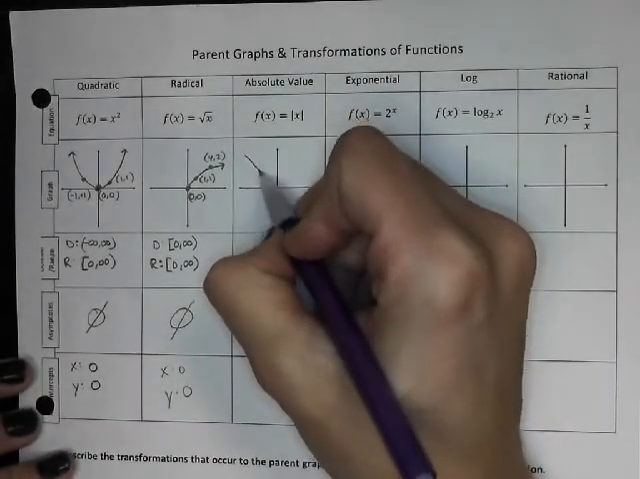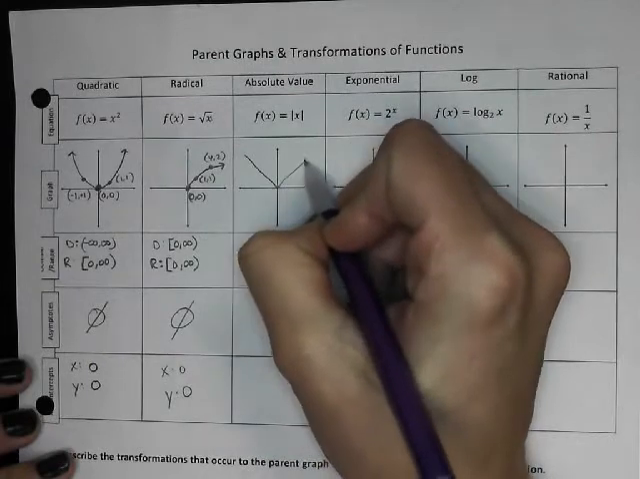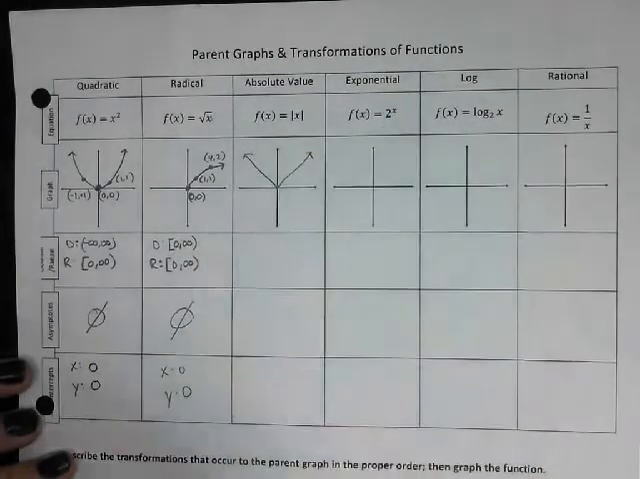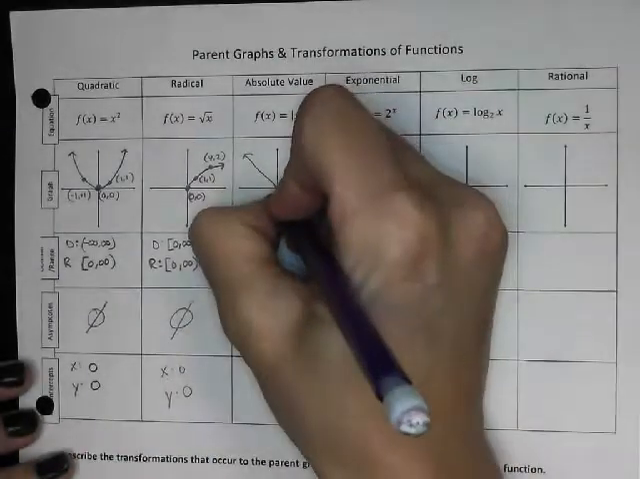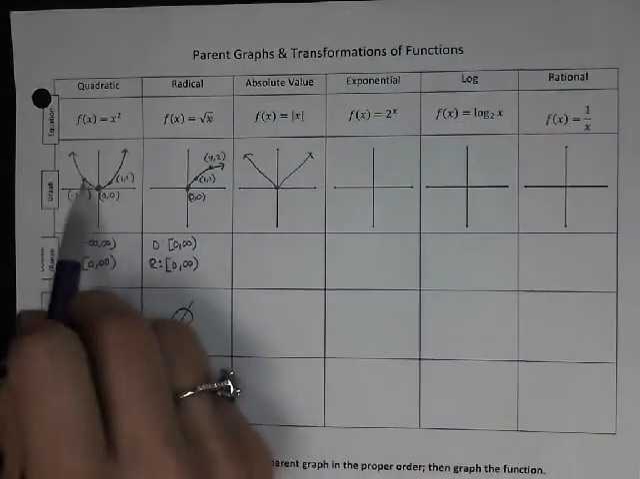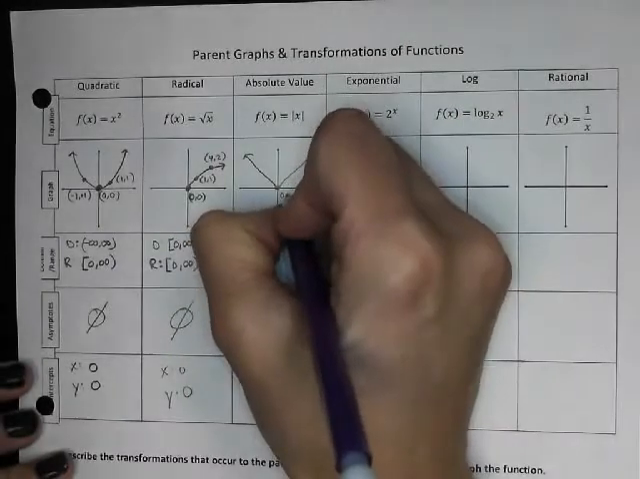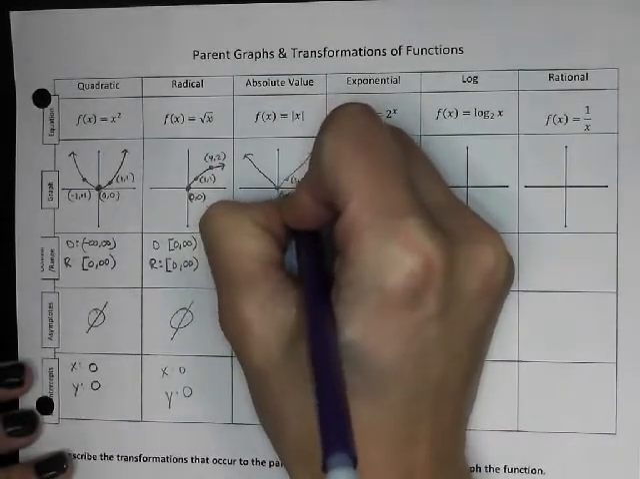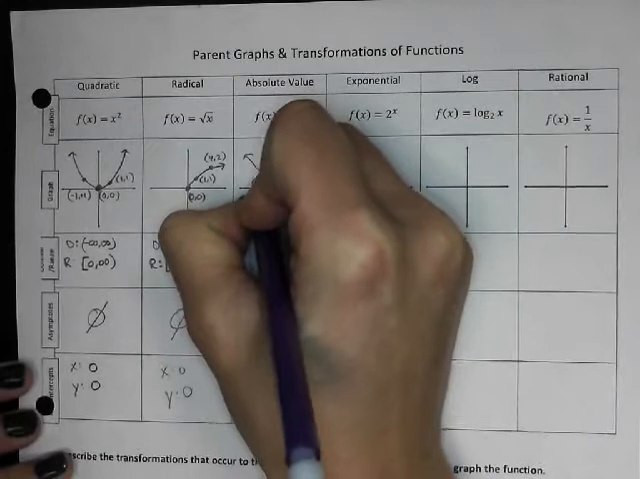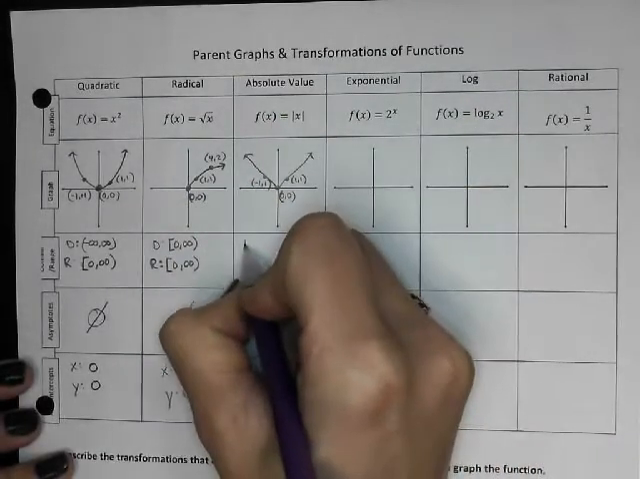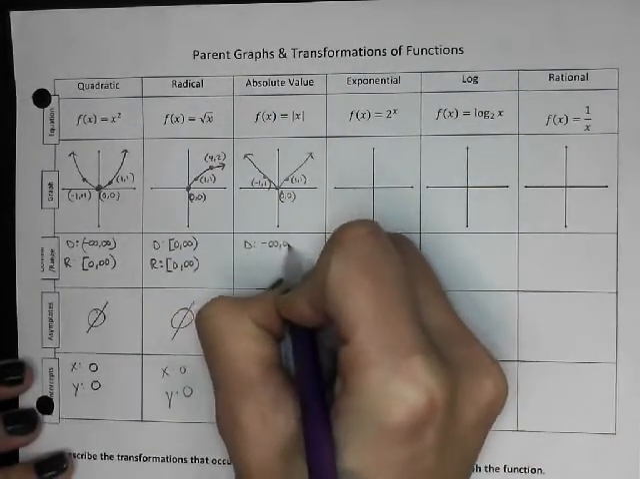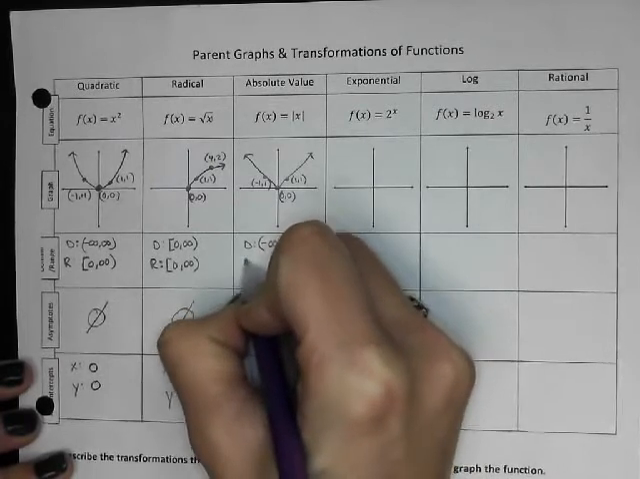Absolute value we haven't done too much of, but it does come up. It's V-shaped. Your critical points are actually the same 3 critical points as your quadratic. It's just that the shape is a V instead of a U. So 0, 0, 1, 1, negative 1, 1. Again, domain and range are the same as the parabola was.